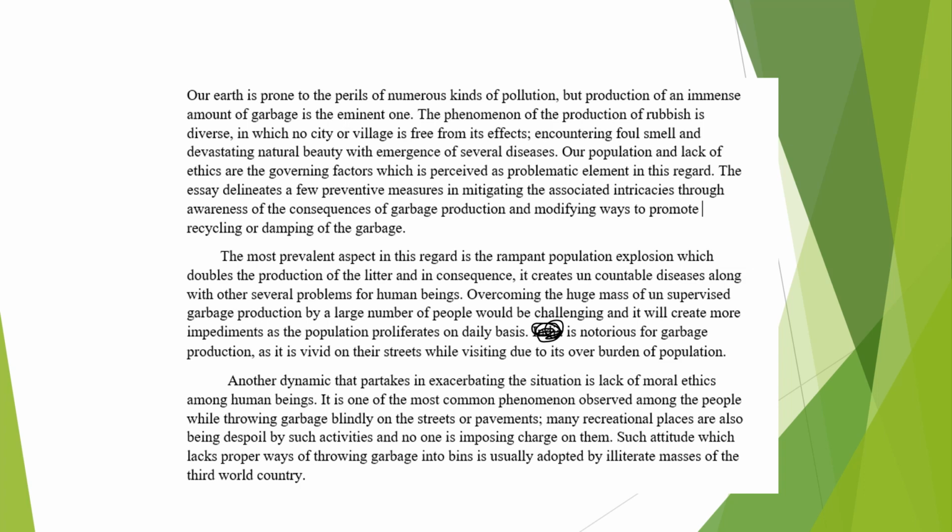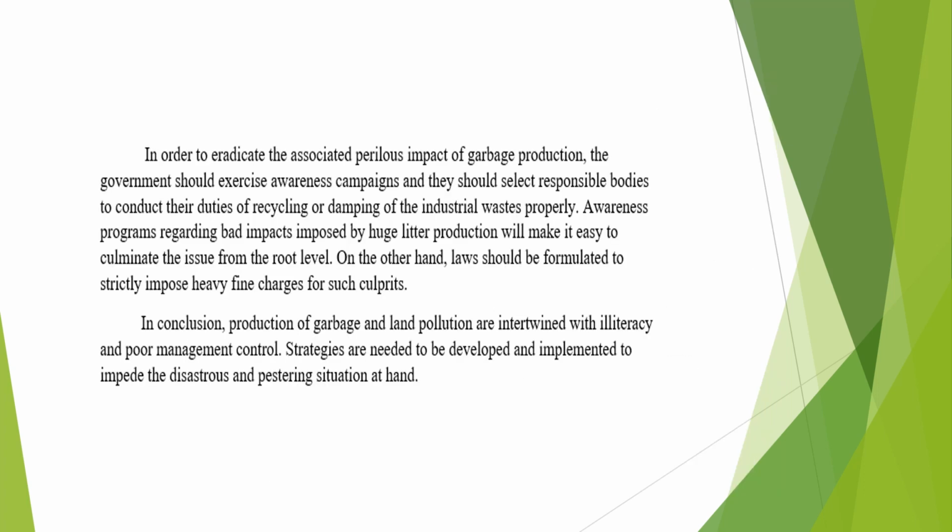Moving towards the second last paragraph, you can see that we are supposed to provide the solution in this paragraph, both solution 1 and solution 2 in a single paragraph. So in order to eradicate this associated perilous impact of the garbage production, the government should exercise awareness campaigns, and they should select responsible bodies to conduct their duties of recycling or dumping of the industrial waste properly. Awareness programs regarding bad impacts imposed by the huge litter production will make it easy to culminate the issue from the root level. On the other hand, laws should be formulated to strictly impose heavy fine charges for such culprits.